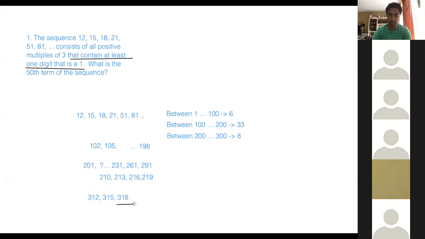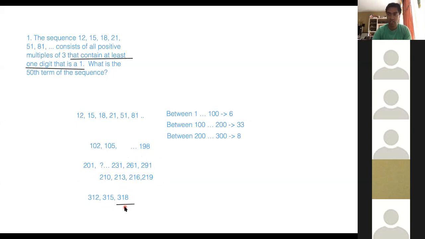Does this make sense? Any questions on this? So you have to be careful when you see the pattern after 100. It does feel like it should be adding 3 each time, but you can't just add. Once you reach the 200 mark, then it no longer necessarily has a digit that's a 1, right? So 201 does, but then 204 doesn't, right? So then I actually have to count the ones in the 200s. There's only 8 of those. Then in the 300s, I can find the 50th element, which is 318.